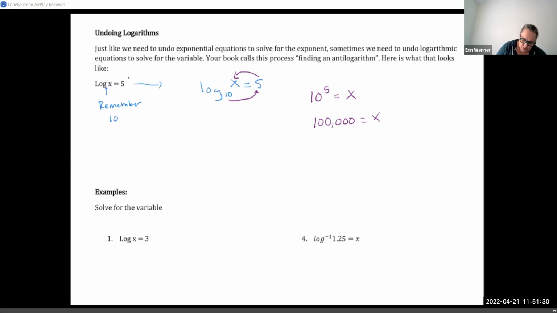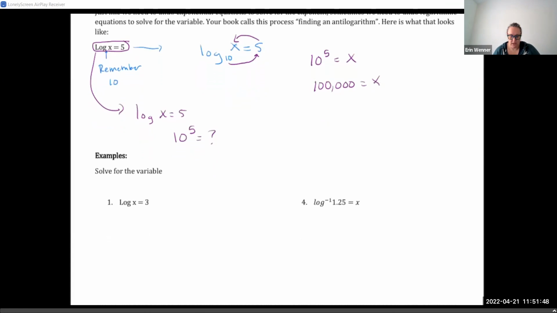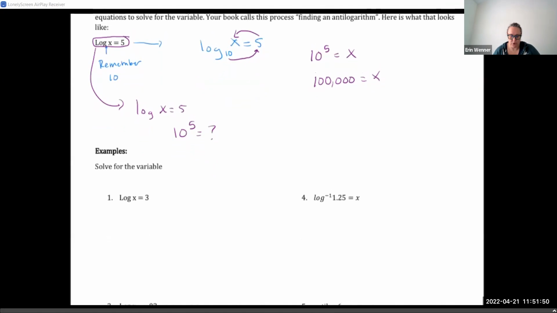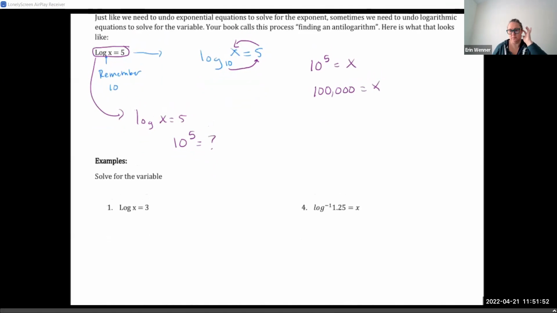Because remember, this question, log of x equals 5, says 10 to the 5th power equals what? That is the relationship between those two things. Okay. So thinking about what we did in the example, I want you to try number 1.